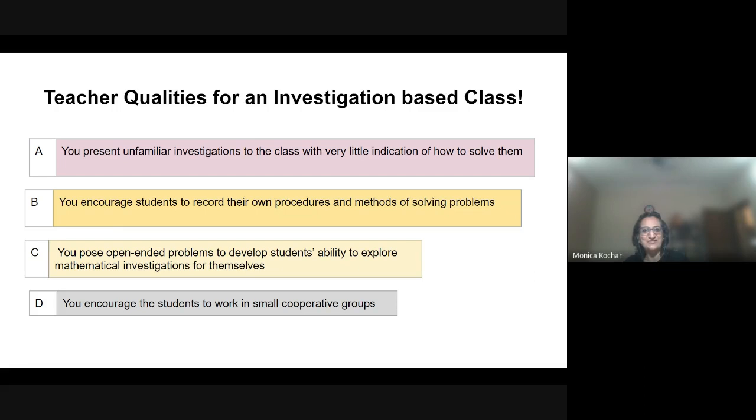And now I have a question for you. Would you like to put in the chat box, which of these do you think I have? A, B, C, D. You can just write A, B, C, D. You can also say A and C, B and D, or A, B, C, D, all 4. If you have all 4, you're already fantastic. You should be conducting a session on investigation-based class yourself. So can I have some answers here? Or you can even use the emoji thumbs up if you think that you are already doing it.